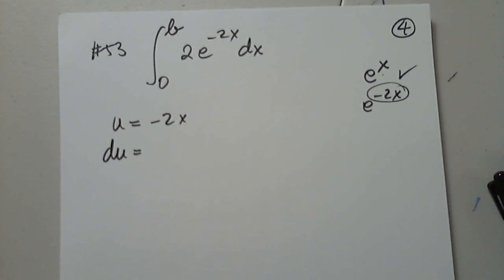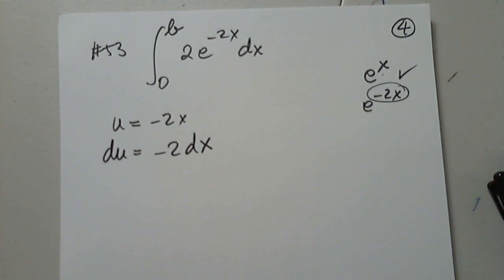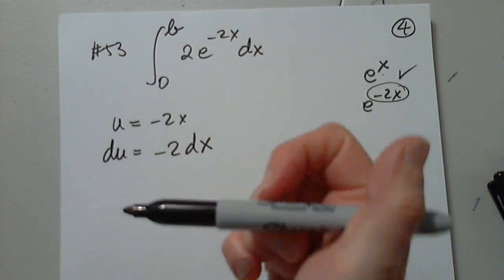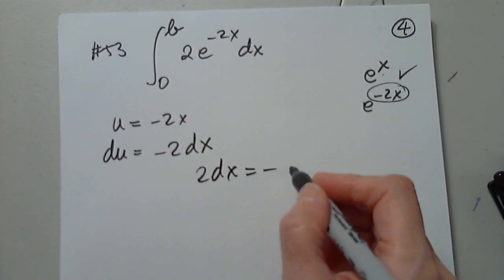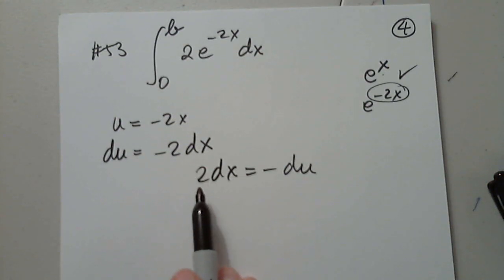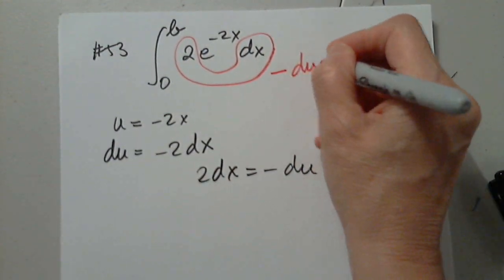But I need to find du. For whatever substitution I want to apply or try, I have to find du. Negative 2 dx. I have the 2 and I have dx. It's the product. I can rearrange the product the way I like. But I don't have the negative. Fine. 2 dx is negative du. Multiply both sides by negative 1 or divide both sides by negative 1. So therefore, this equals negative du.